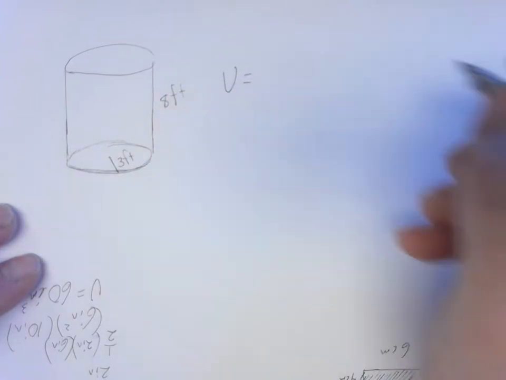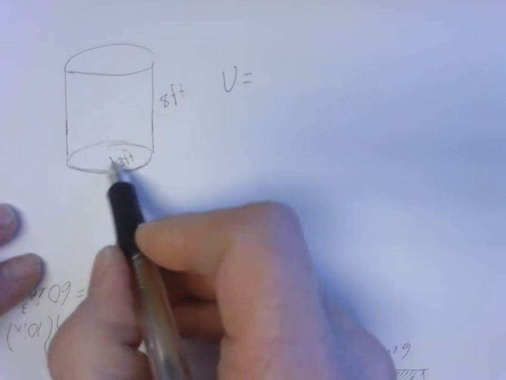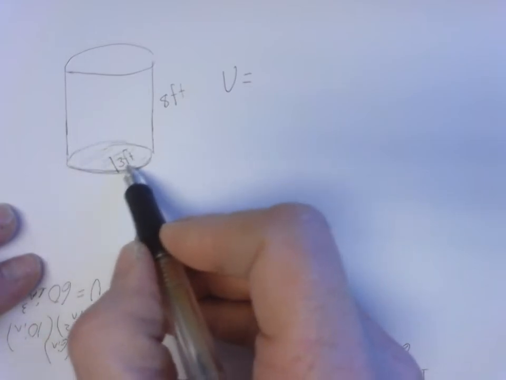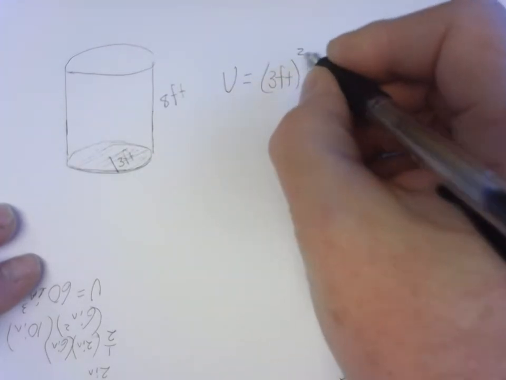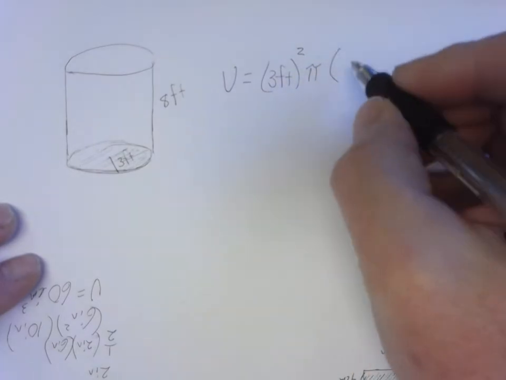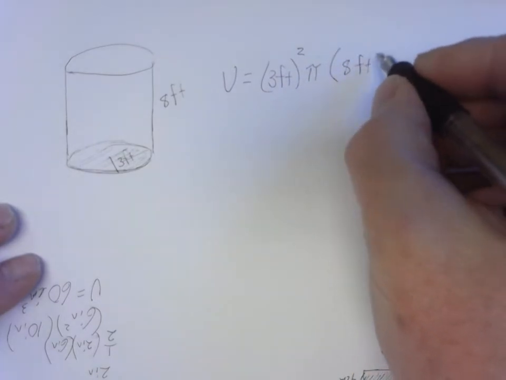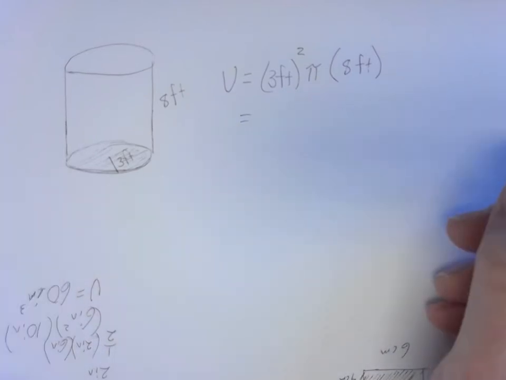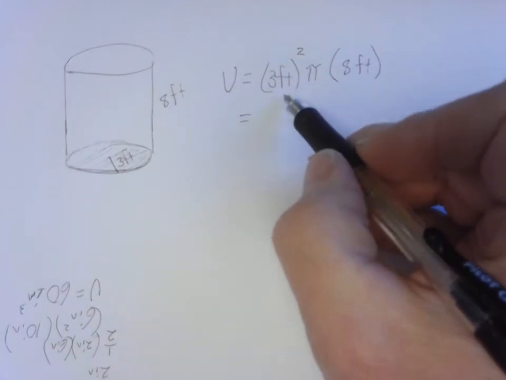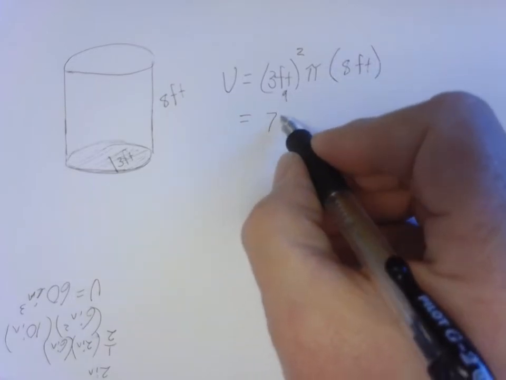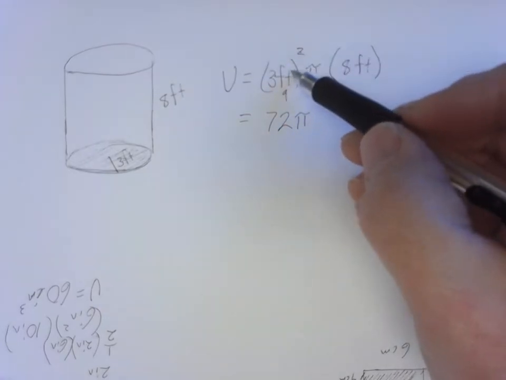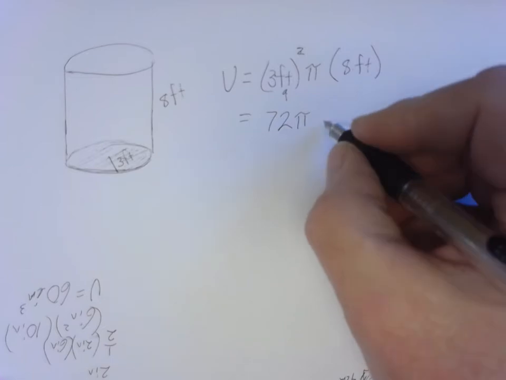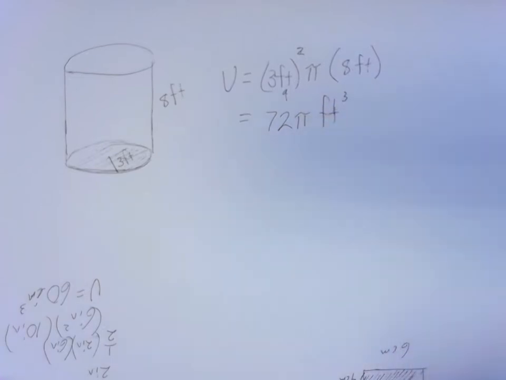So if I'm going to find the volume, I'm going to find the area of my base, which is this circle down here. Okay, so I'm going to go 3 feet squared times pi, and then I'm going to multiply that by the height, which is 8 feet. Okay, so 3 squared is 9, so we have 9 times 8 is 72 times pi, and then feet squared is square feet, and then square feet times feet is cubic feet. So there's our units, work out to be cubes, which it must if we're talking about volume.